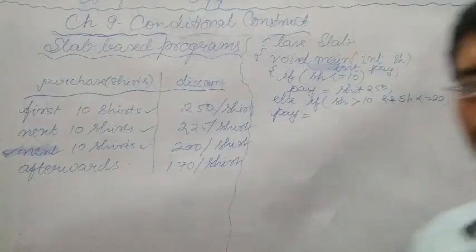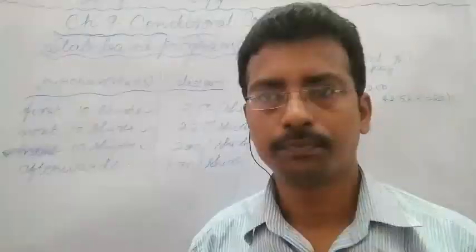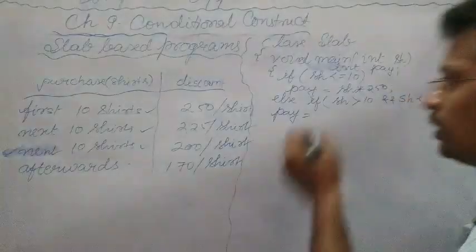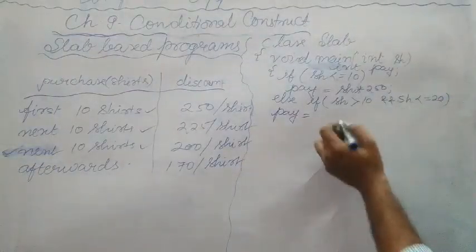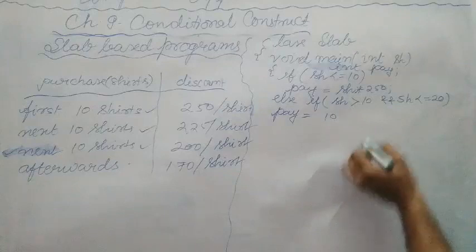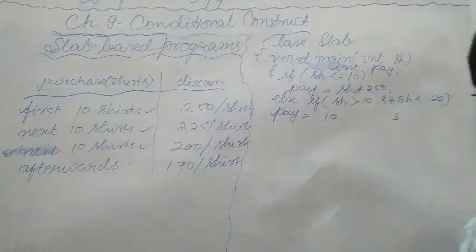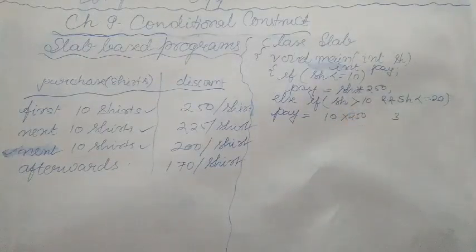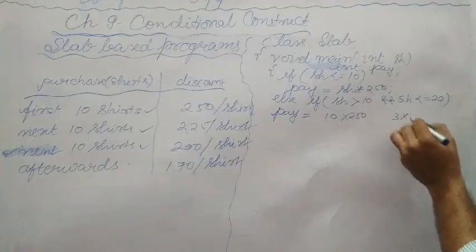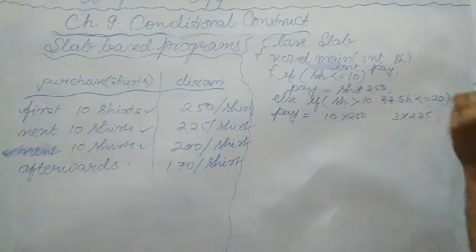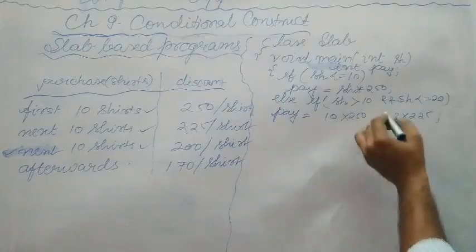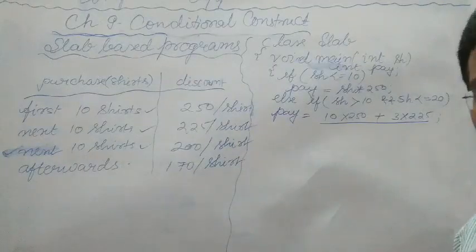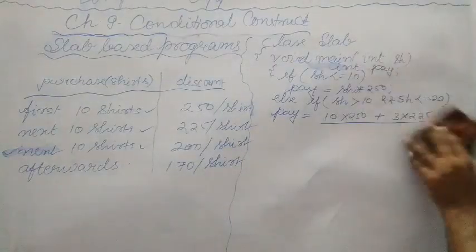Now suppose someone has taken 13 shirts. So 13 shirts means first 10 and second 3. So 13 will fall in this condition, and we will break 13 into two parts, 10 as well as 3. And this way we will calculate. Starting 10 will be calculated with 250 rupees, and next 3 will be calculated with 225 rupees. When this happens, we will total. So this way how much we have to pay will come. Clear? So this is the criteria of doing slab based.